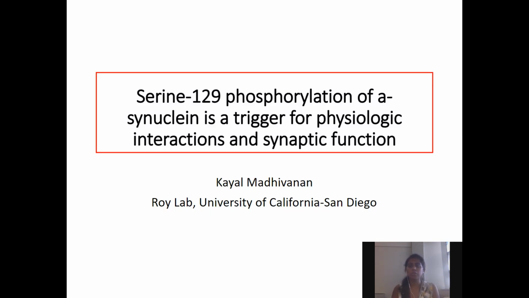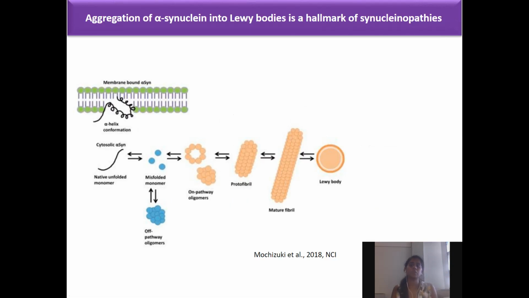Today I'm going to talk about the unexpected role of disease-associated serine 129 phosphorylation of α-Synuclein and how this actually is a trigger for normal physiological synaptic function. So α-Synuclein is infamously known for its presence in Lewy bodies, which is a hallmark of synucleinopathies.